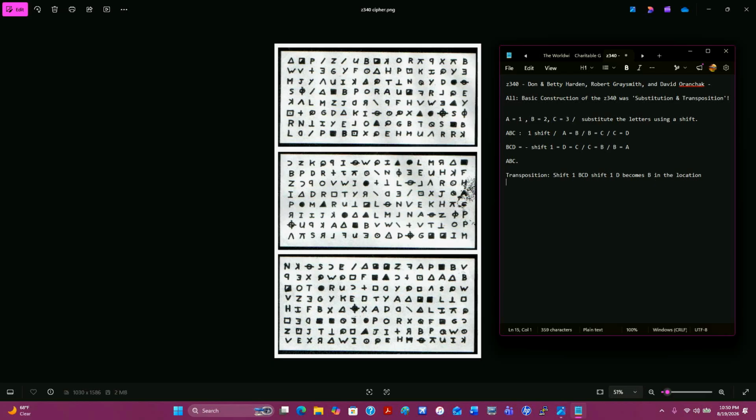So now you have D. B would go where C is. So now B would be second and C would be where D is. They're not even in ABC position. And that is so that you can't even guess that the original letters were ABC, because now it's DBC.